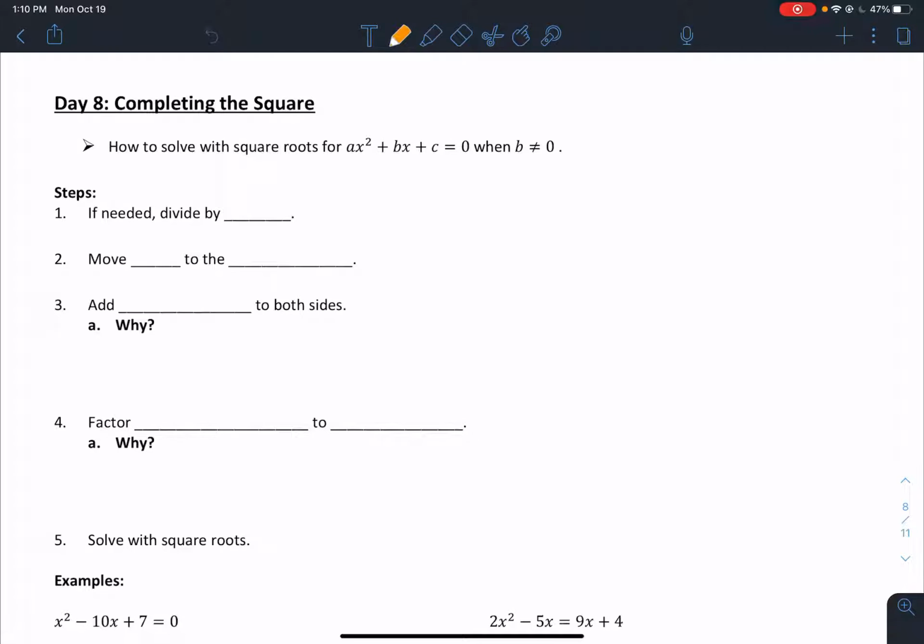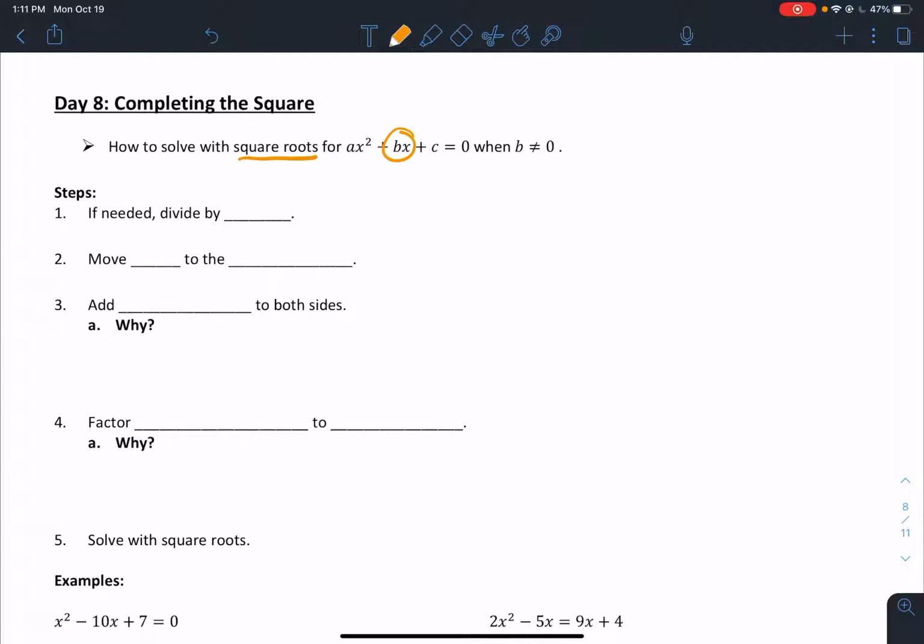Hello everybody, today we're going to be looking at completing the square. So completing the square is a method of solving a quadratic equation. Specifically, it's how we solve a quadratic equation with square roots when it has that linear term bx in it.